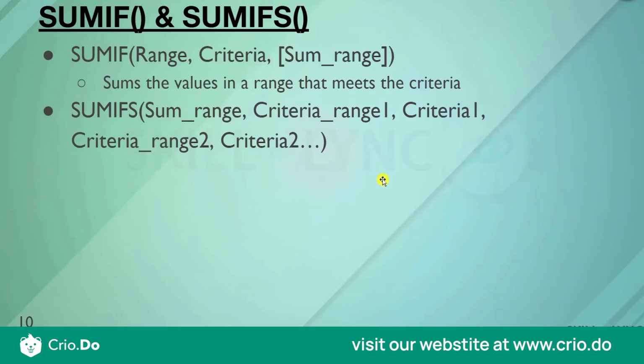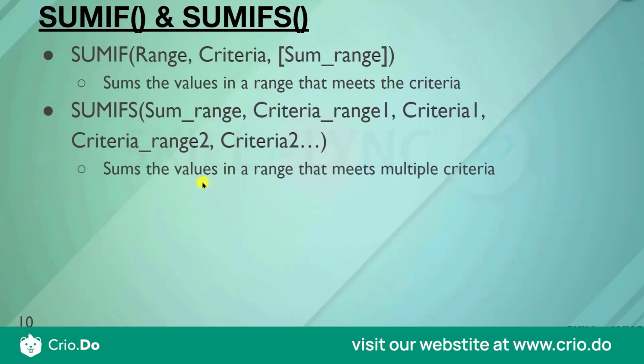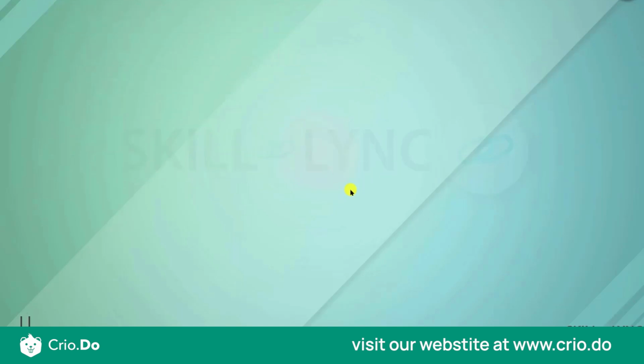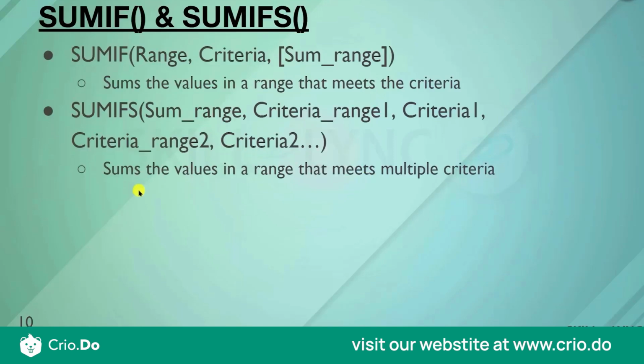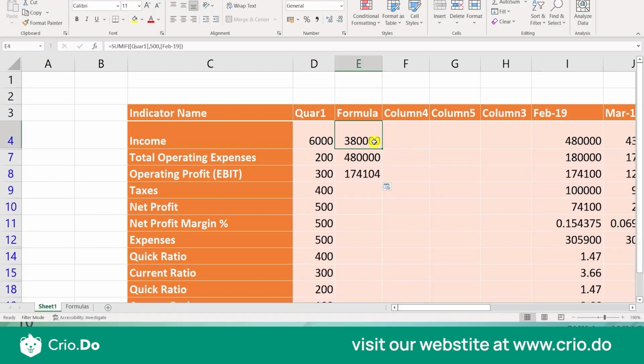Now let's try the SUMIFS function. What we have here is that it sums the values in a range that meets multiple criteria. So let's try an example with the SUMIFS function. This time we need to give multiple ranges. Before that, with the same SUMIF formula, let's try it with two arguments. How can we give two arguments here?